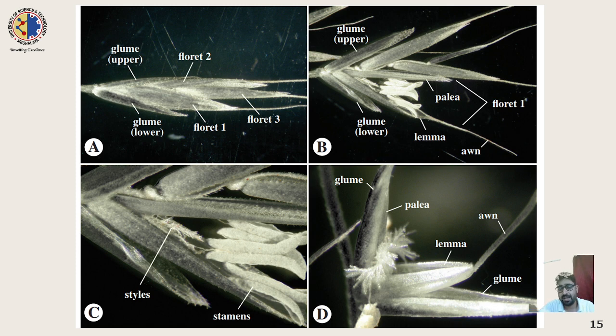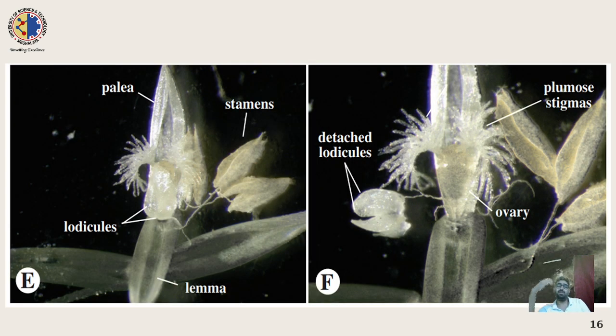And if you see in pictures B and D, you will find spine-like outgrowths that are called awn. It is also called bristle-like outgrowth, which is called awn. Here again you will see palea, the lower side of the bracket of the flower, and lemma, the upper side of the brackets, and stamens, and see these lodicules, detached as well as attached lodicules.